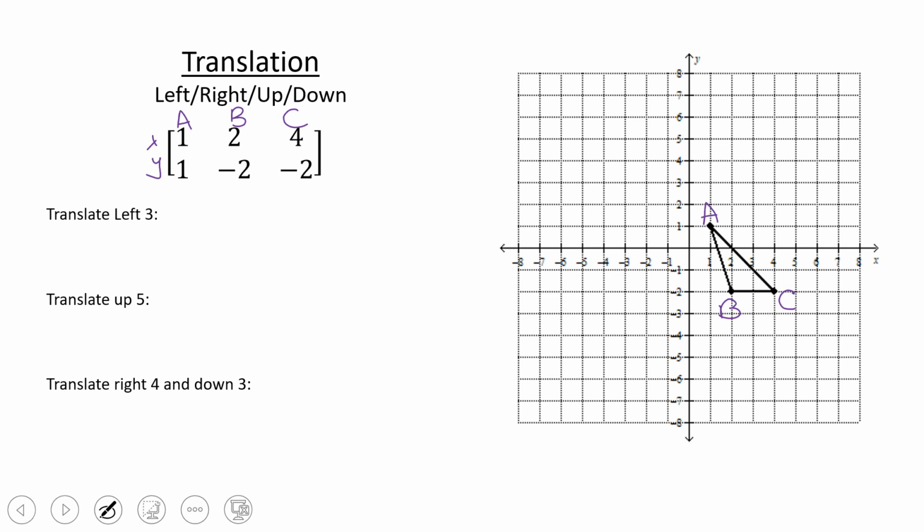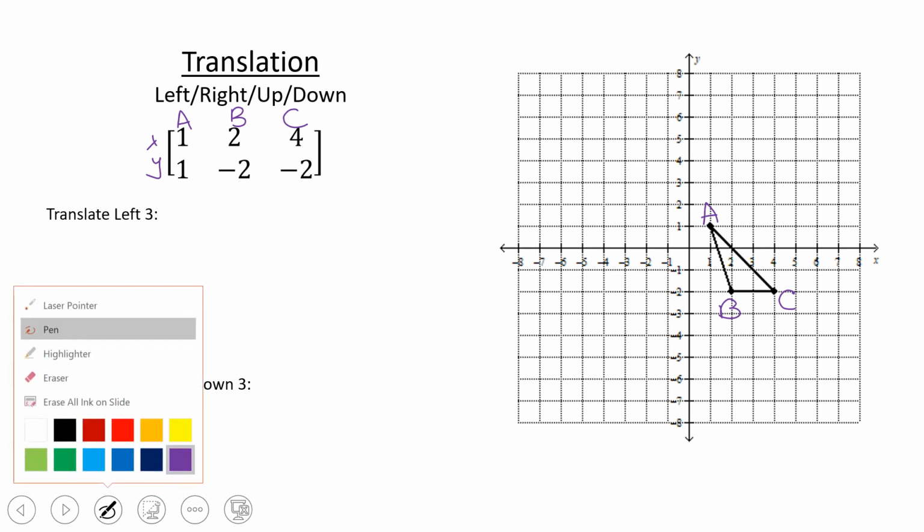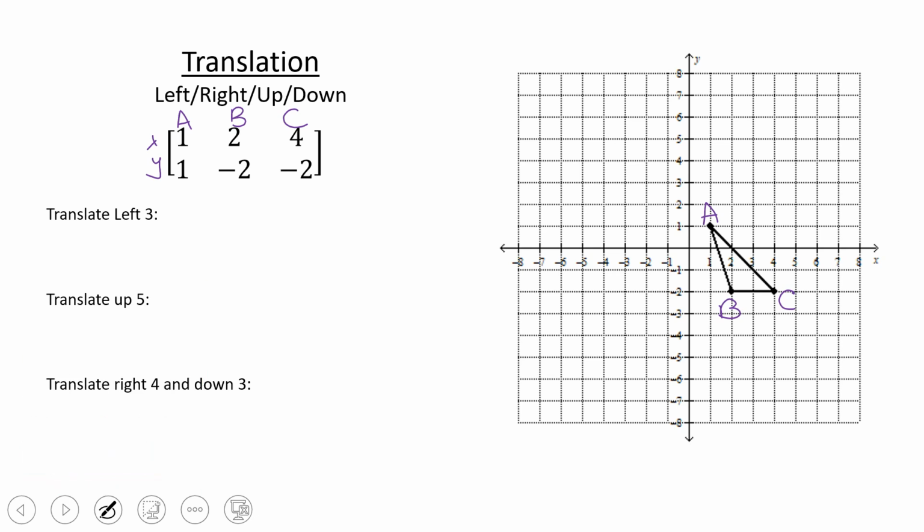Now, if I want to make it translate left 3 units, I can do that just from the graph. I can move all of my points 3 units to the left. So if I move A 3 units left, that's going to go here. And I'm going to label it A prime just because it's what A has been shifted into. And I can do the same thing with B and C. I can draw it in, which we know how to do these transformations from previous lessons.